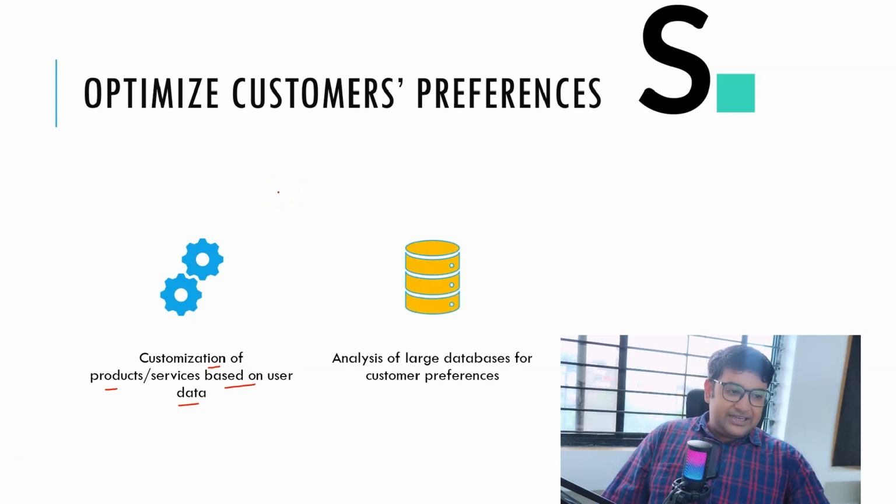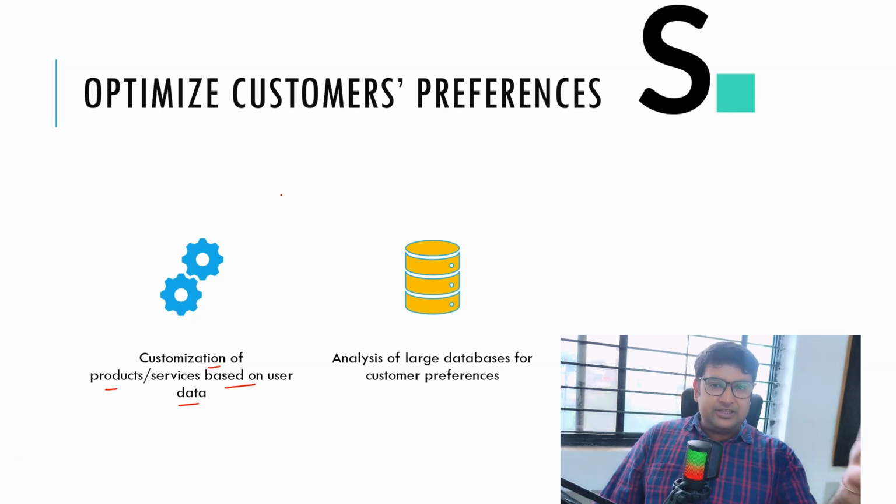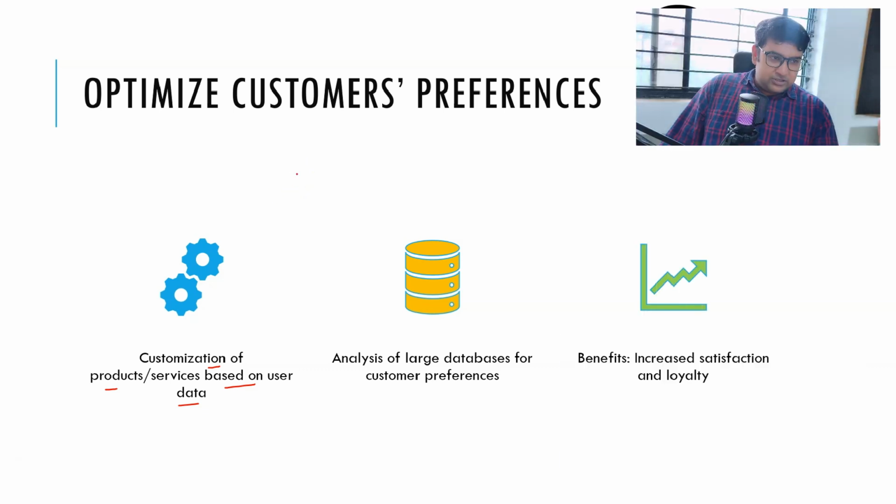Second is that you analyze large data on customer preferences, like what type of customers are buying what type of products, based on their age group, gender, location, and time. All these analyses can be done. A very good example is Amazon Go. I will cover it later in some video. For now, let's focus on this optimization.